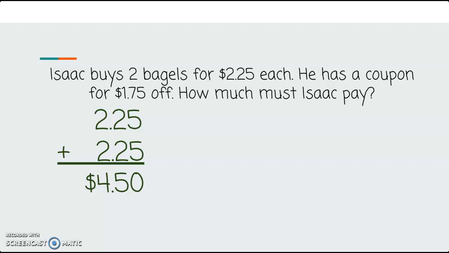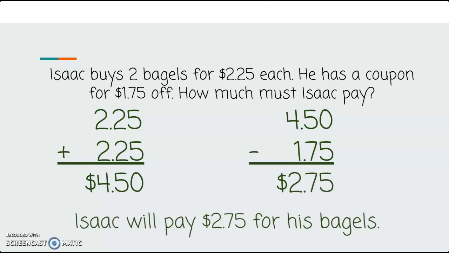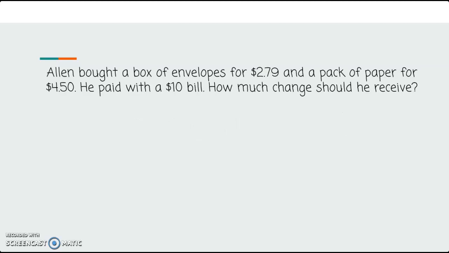So before his coupon, he paid $4.50 for his bagels. I now need to subtract the coupon from the total, so I will take $4.50 and I will subtract $1.75 from $4.50, and I get $2.75. Isaac will pay $2.75 for his bagels. All right, now we're going to look at the independent practice. Please start by answering the first word problem.